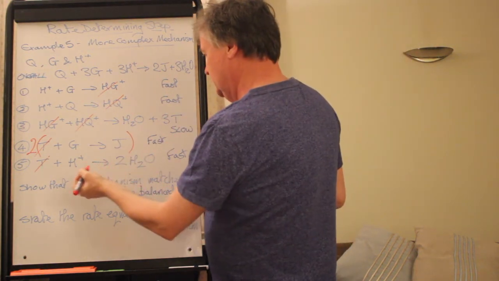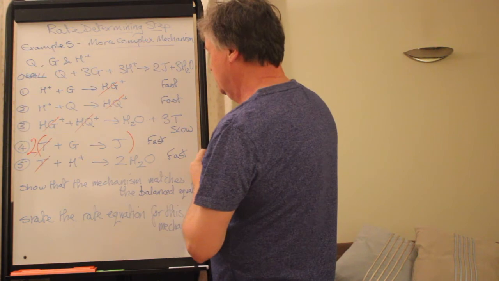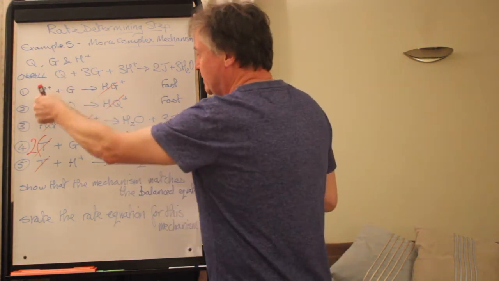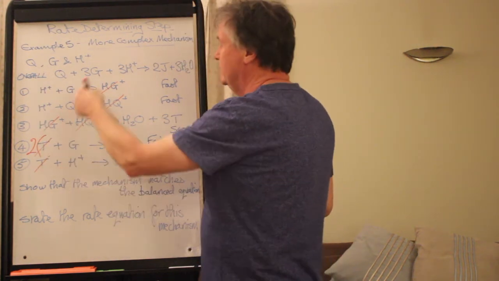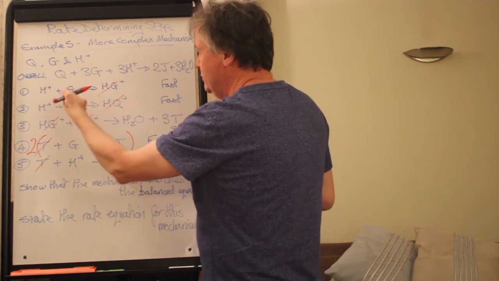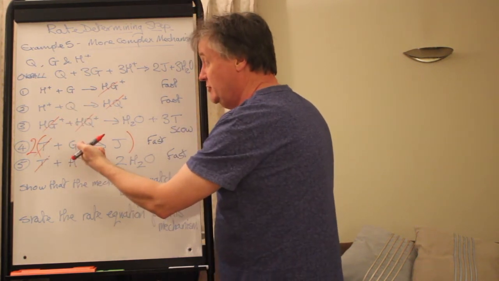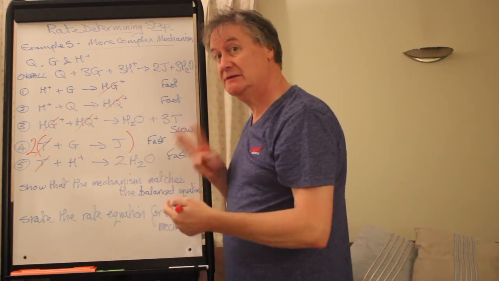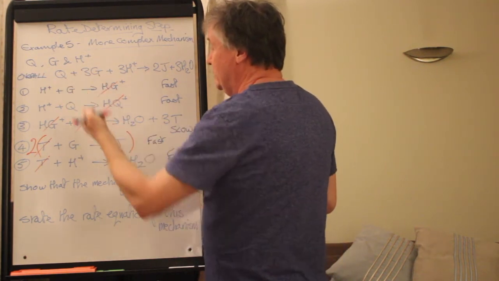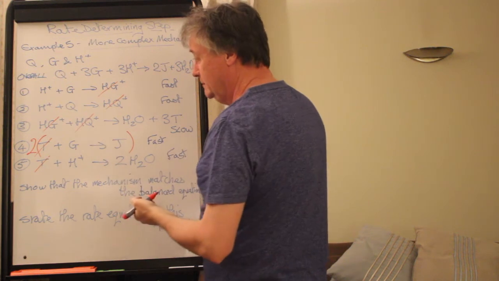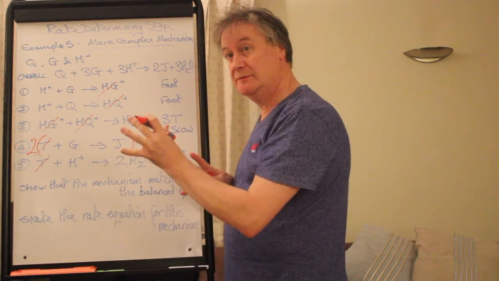So then, what have you got? Does it match? H plus, H plus, H plus. There's the three H plus. G, G, but that's doubled. So that's two G's there and another G there. That's the three G's. Q, just the one there. So all the reactants match.